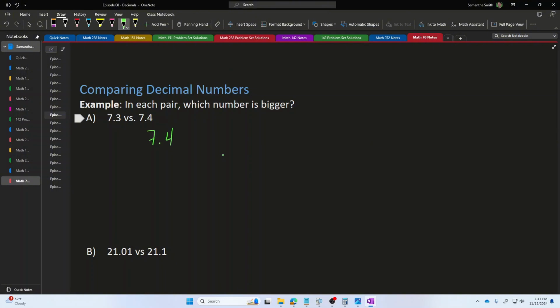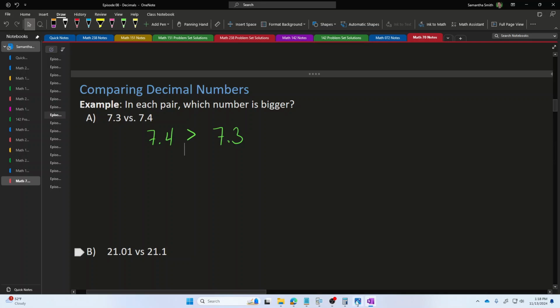So this would be the bigger number. And if I were going to compare them using the inequality symbols, then I would put the mouth of the inequality toward the larger value. The mouth will seek out the better situation, the larger, the more positive number.